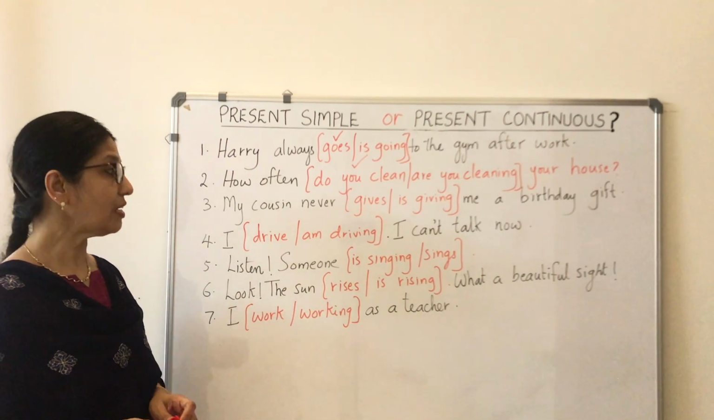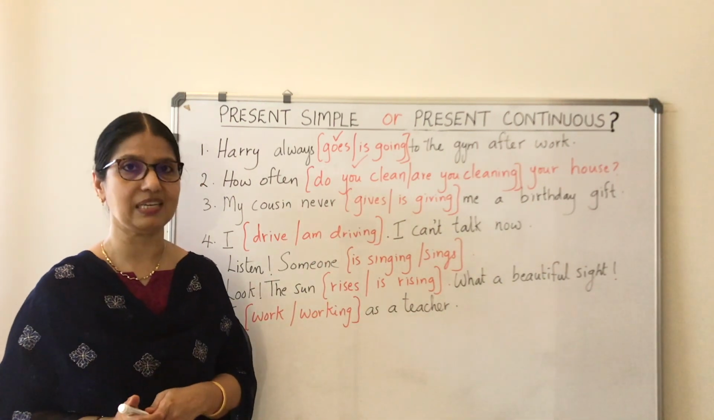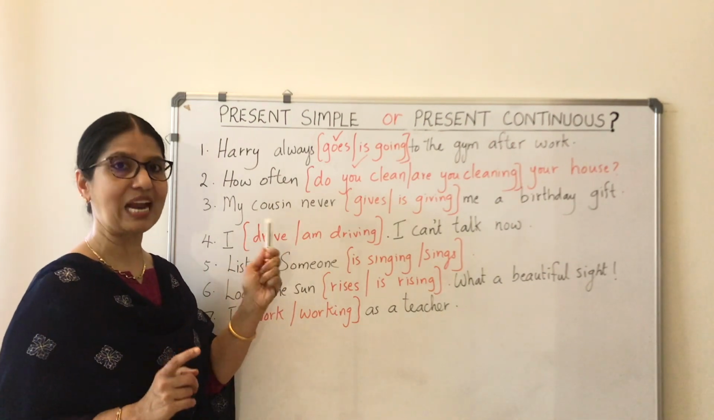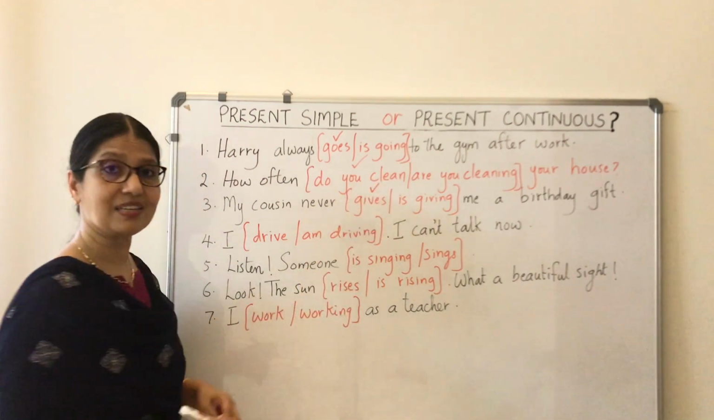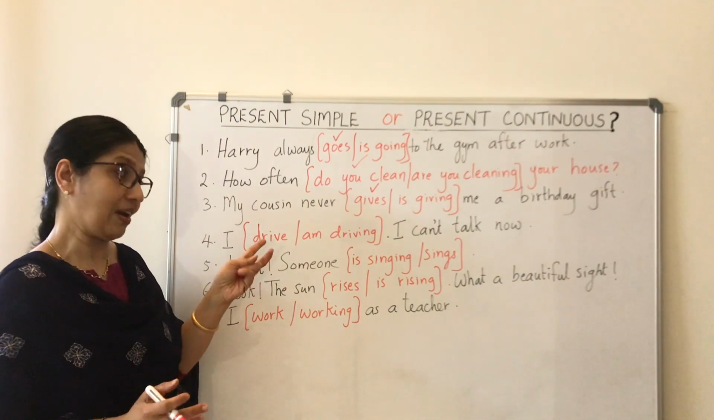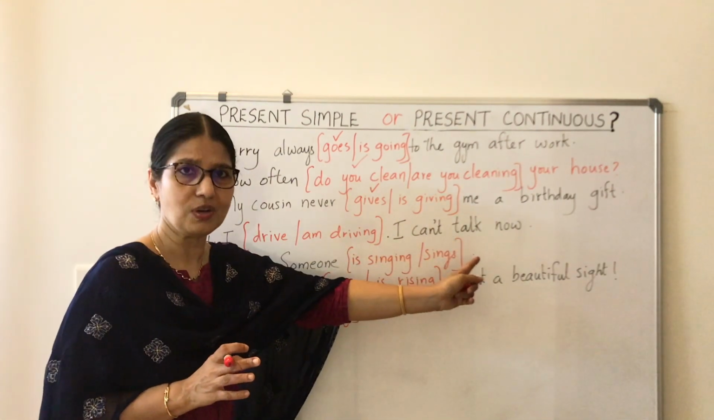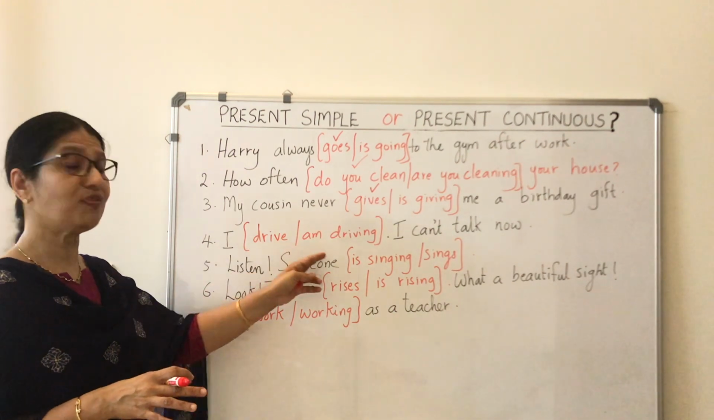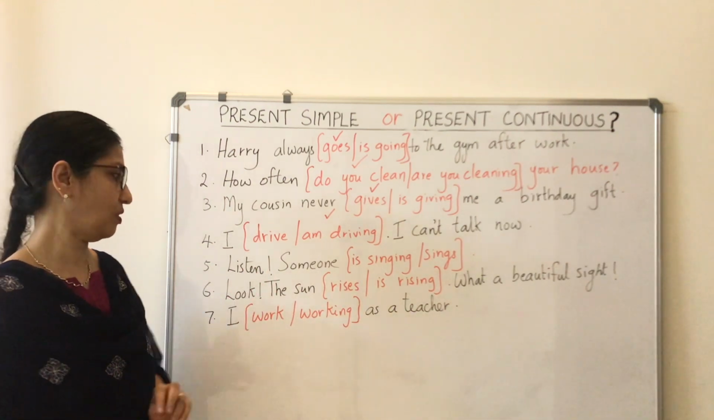Number 3. My cousin never gives or is giving me a birthday gift. So we have the word never, which is again an adverb of frequency. So when you have this, you can go for gives, the present simple tense form. Then I drive or am driving. I can't talk now. So we have this word now. It's clear that we are talking about something happening right now. So we will go for I am driving. I'm driving, so I cannot talk now.